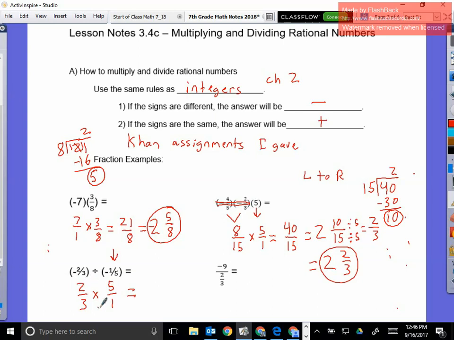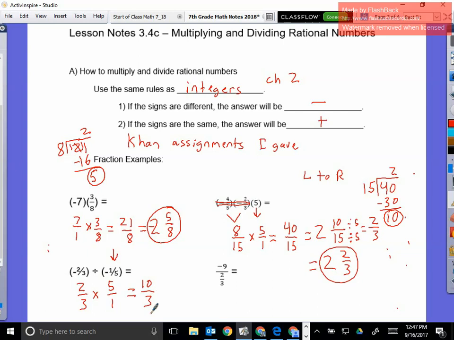We're going to multiply straight across just like we did on the other problems up above. 2 times 5 is going to get me 10, and then 3 times 1 is going to get me 3. All right. Check your signs. These are both negative numbers, so our answer is going to be positive.